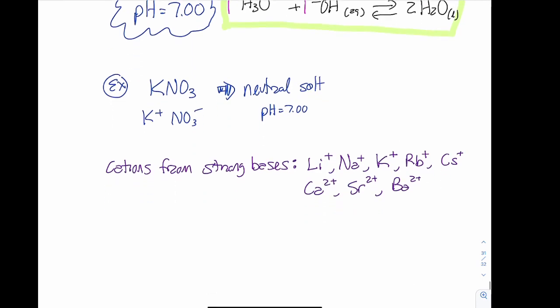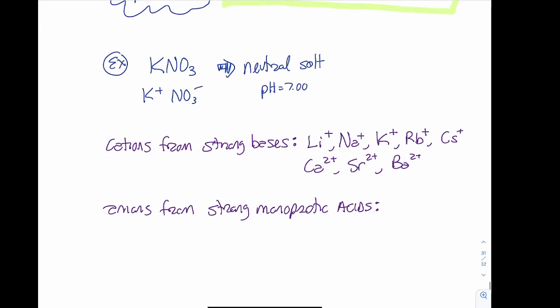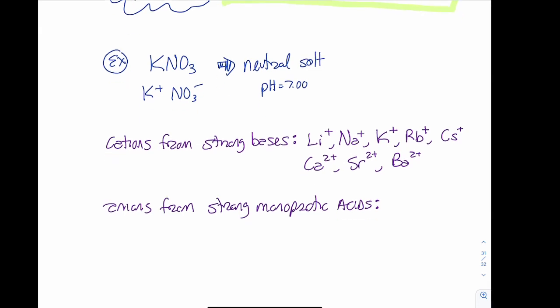And then anions from strong monoprotic acids. Remember, sulfuric acid is diprotic, H2SO4, and I'll talk about that one separately. So we had HCl, HBr, HI. The anions from those, we said they're not going to take a proton and go back in the other direction. It's completely dissociated. So these are going to be inert, non-reactive ions.